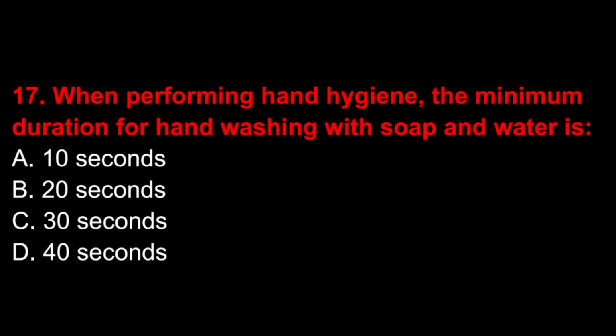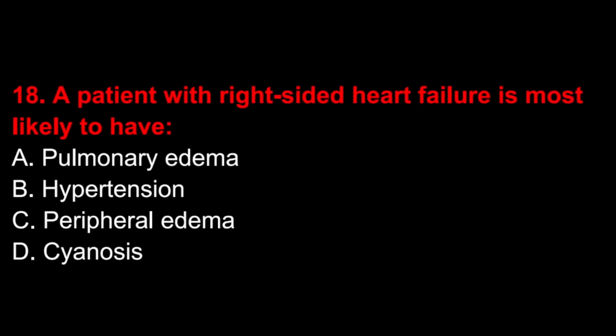Question number 17. When performing hand hygiene, the minimum duration for hand washing with soap and water is. Correct answer is option B, 20 seconds. Question number 18. A patient with right-sided heart failure is most likely to have. Correct answer is option C, peripheral edema.